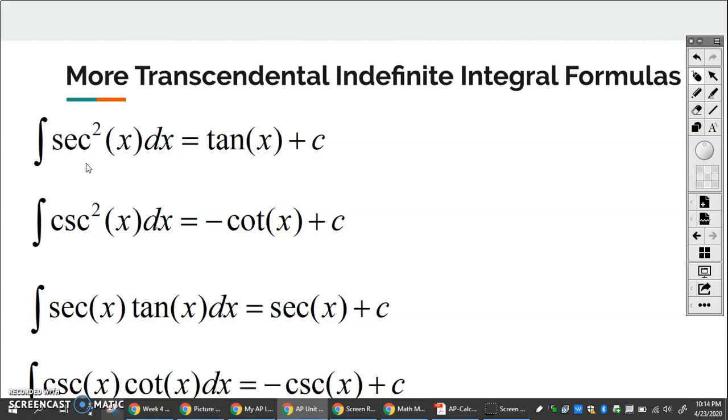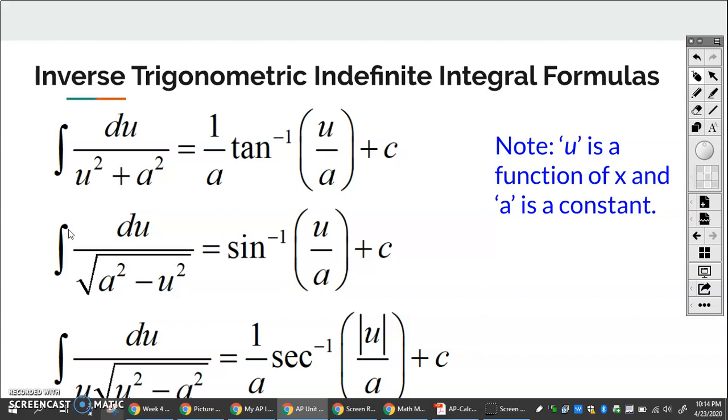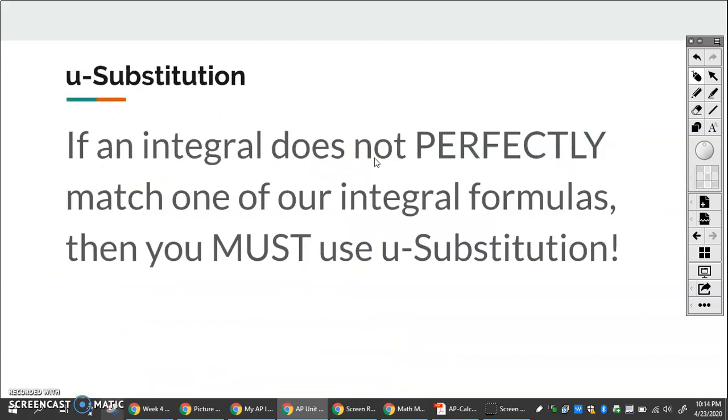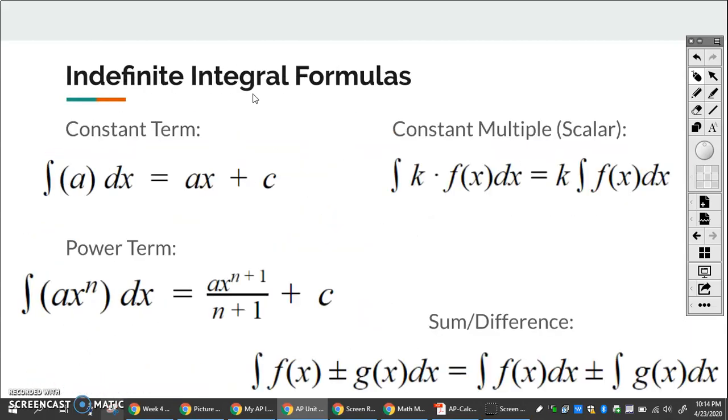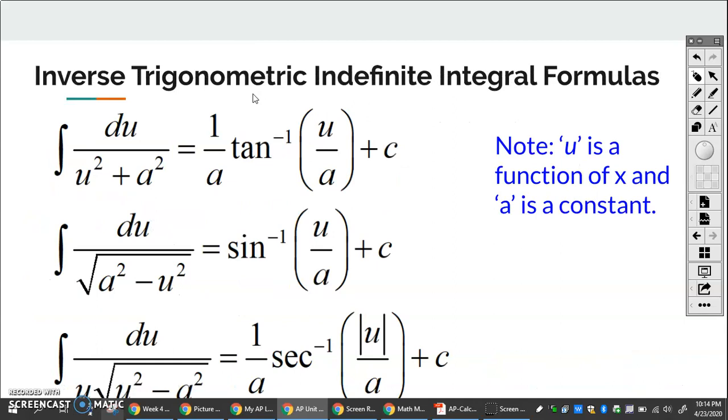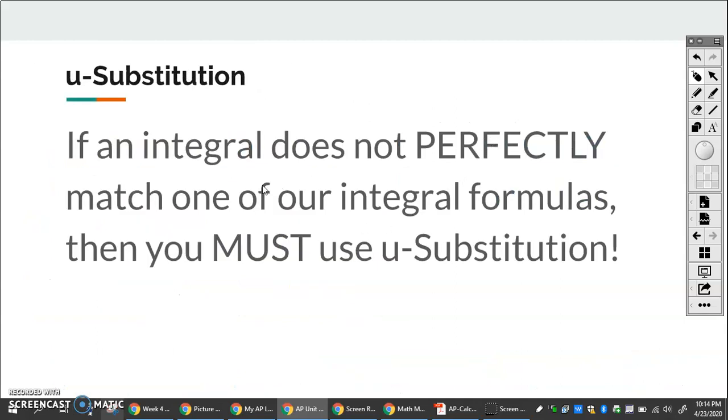Here's a few more integral formulas. Just memorize them or have a cheat sheet. And these ones you're definitely going to want to have written down somewhere since you're allowed to have a cheat sheet. So these are the formulas that will give you inverse trig as you take the integral. You're going to have to use u substitution on almost all of these to make them match one of these formulas. So those are the formulas you have to memorize. We've got 4 slides worth of formulas. If your problem does not perfectly match one of those formulas, then you have to use u substitution.